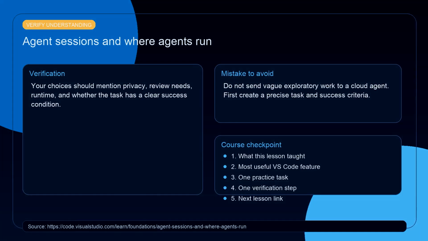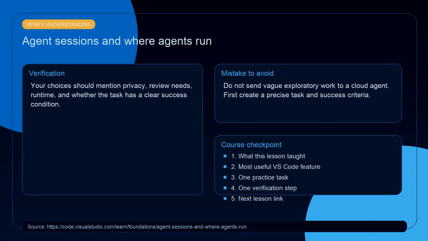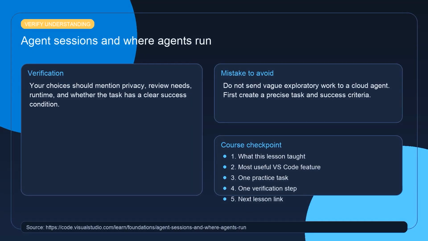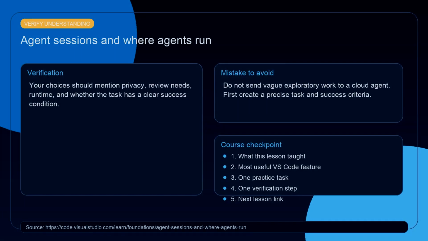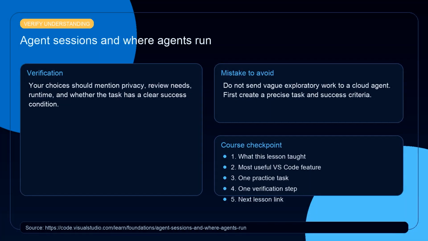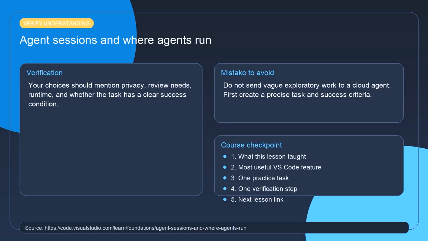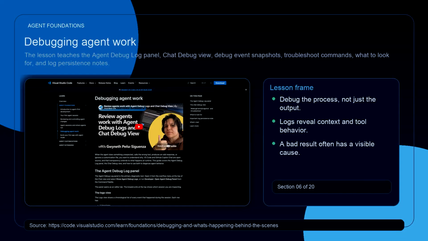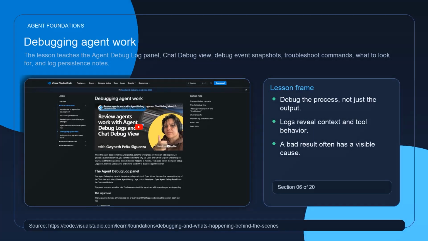The mistake to avoid: do not send vague exploratory work to a cloud agent. First, create a precise task and success criteria. The 3 takeaways are: execution mode is a workflow choice, local is strongest for close review, and background and cloud need clearer specs. Lesson 5 of 18, debugging agent work.